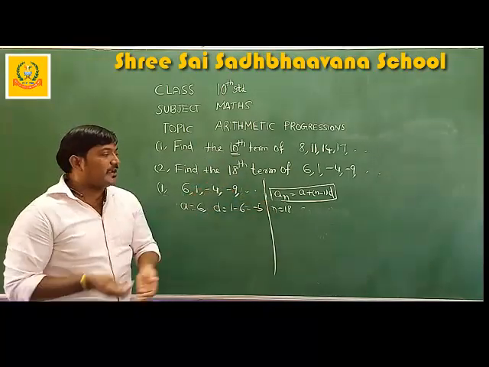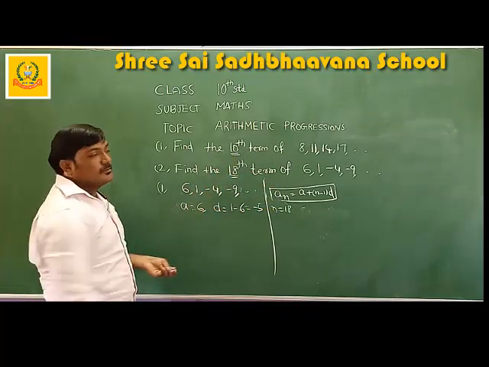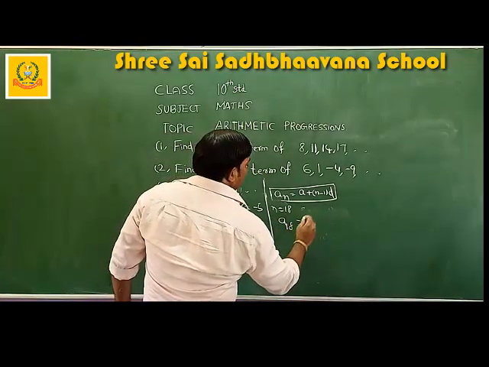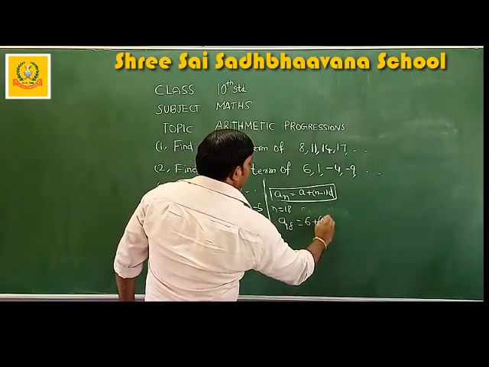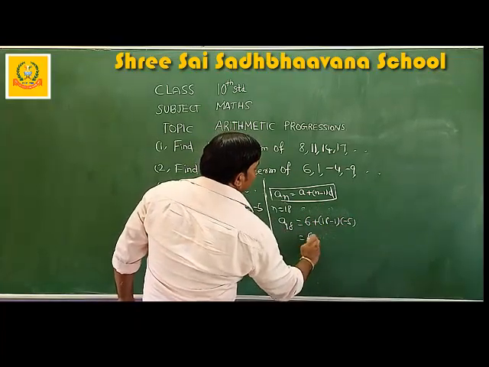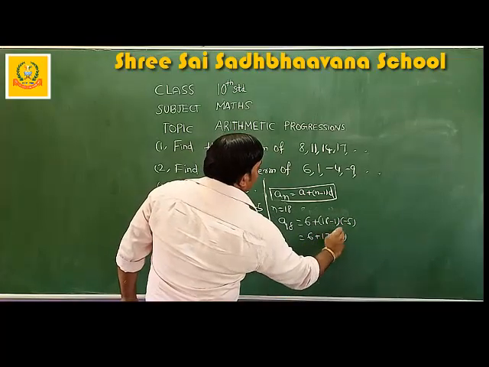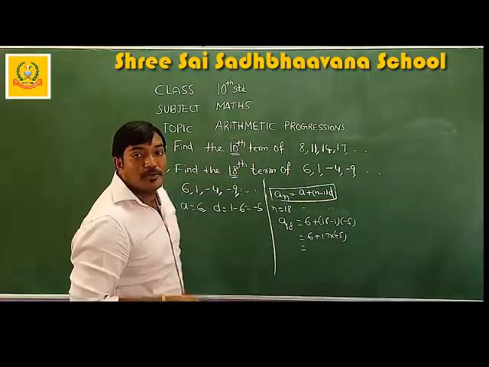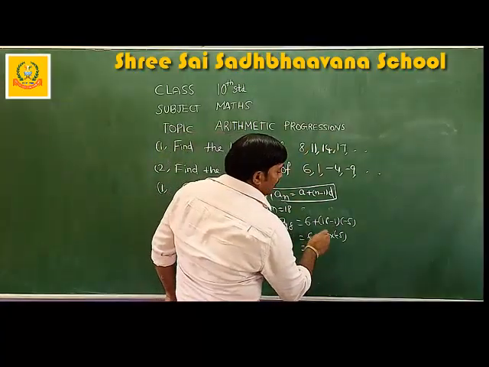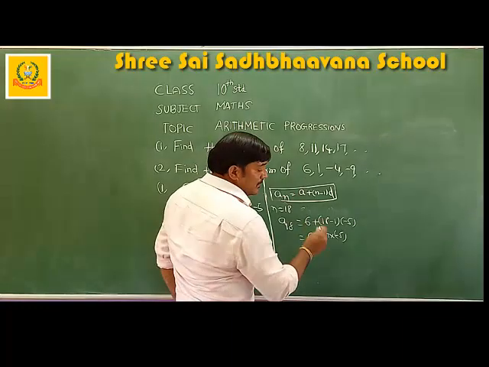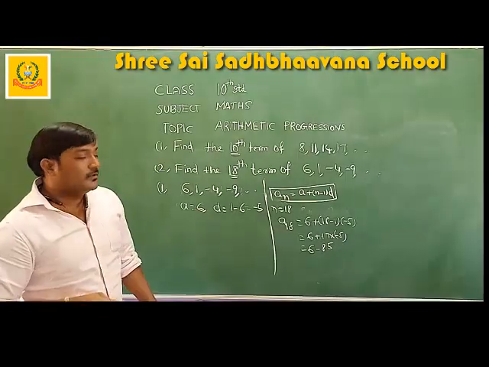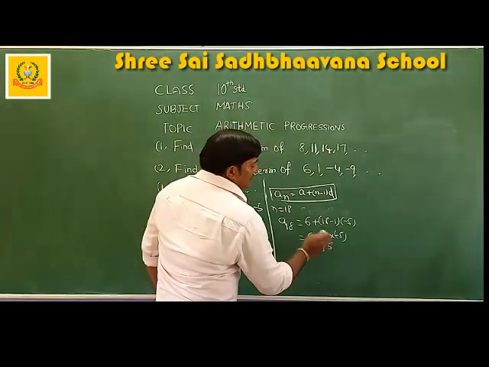So take the n value as 18 here because we have to find the 18th term of the given progression. When I take 18, what will happen? a18 is equal to a, 6, plus (18 minus 1) into d, which is -5. So 6 plus 17 into -5. What is 17 fives? I hope you know the tables. Correct? 17 fives are 85. Here do we get -85 or +85? Remember, minus into plus is minus, so we'll get -85.